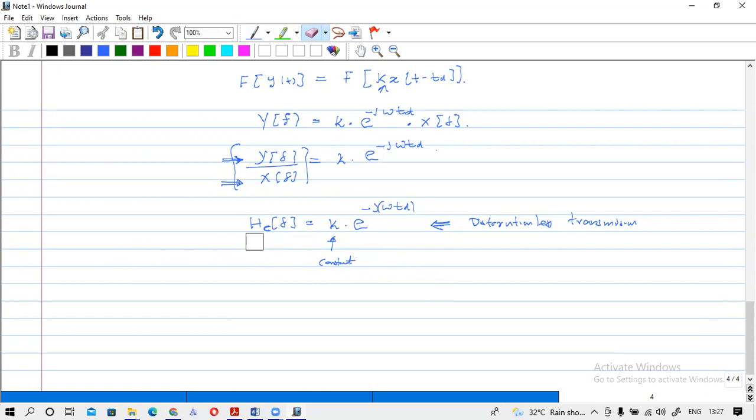So this is the channel transfer function for distortionless transmission. I think you have learned this, so please remember this also.